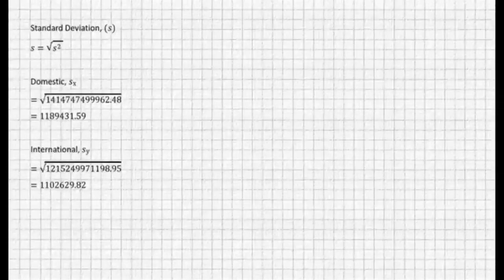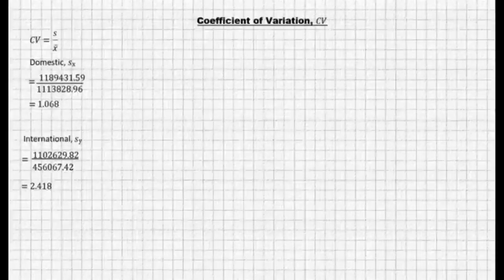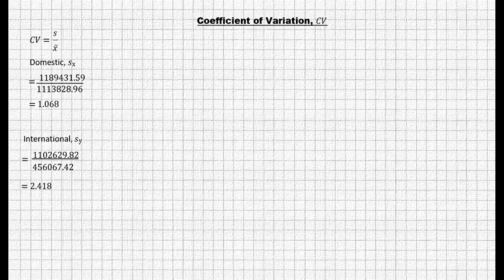The format for this step is standard deviation S equal to the square root of S squared, and the result found for domestic is 1189431.59, while for international is 1102629.82. Okay, next, this is the coefficient of variation. The formula is simple: CV equals S over X bar, and the coefficient of variation found for the domestic data is 1.068, while for the international data it is 2.418.